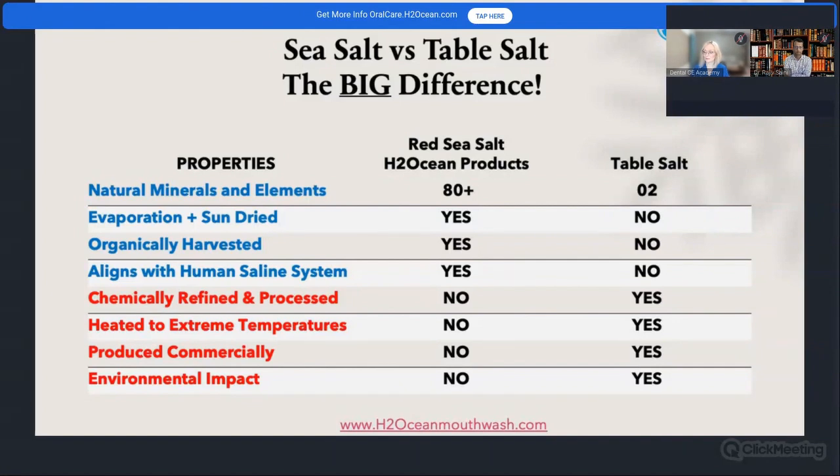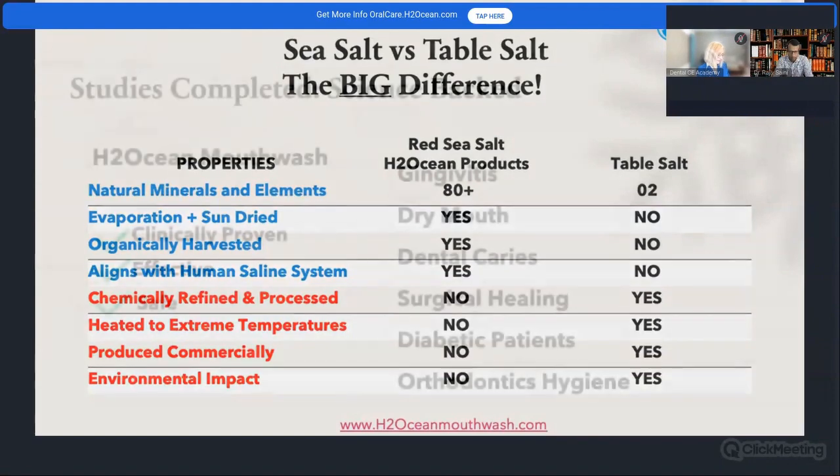Ours is USP grade. Table salt, no question, is chemically refined and processed. Table salt also is heated to extreme temperatures, produced commercially, and has an environmental impact on the earth. It comes out brown sometimes, and then they chlorinate it to get it to appear white.